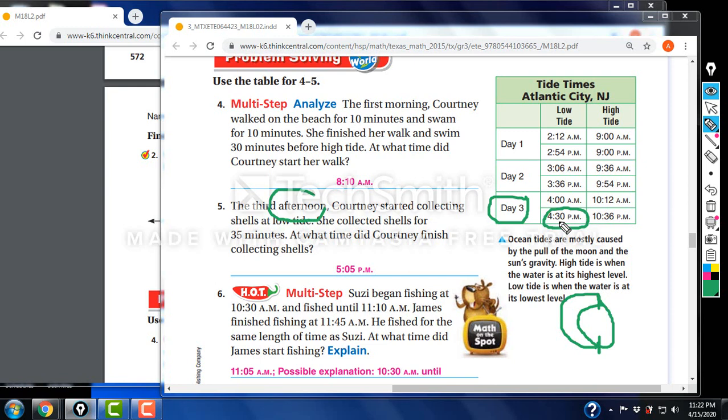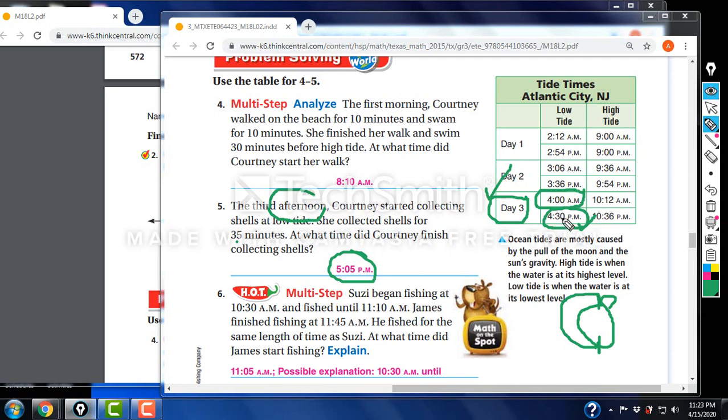Because 4, you add 30 to 4:30, you'll get to 5. But then I still have 5 minutes left, so 5:05. That's how you get that answer. The key is to go to day 3, to go to the PM. If you use the AM, your number's going to be off.